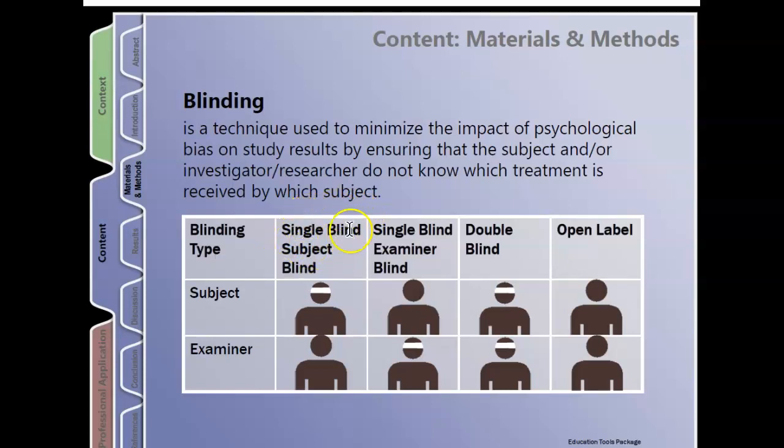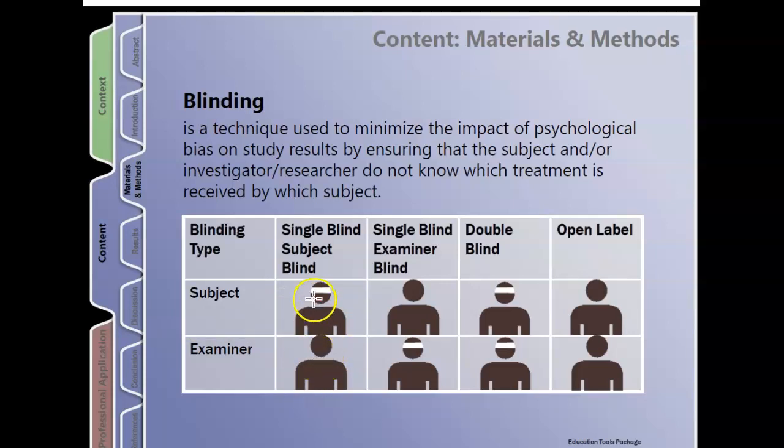And what a single blind study is, so there's the examiner, which is me, the researcher, and then there's the subject. The subjects are the participants, the people that have come to my study that are going to take the drug. So single blind study means, so here we're saying single blind, subject blind. That means the subject is blind. And what that means is that the subject or the participant has no idea what drug they're getting. They could get the placebo drug, the fake drug, or they could get my new drug.